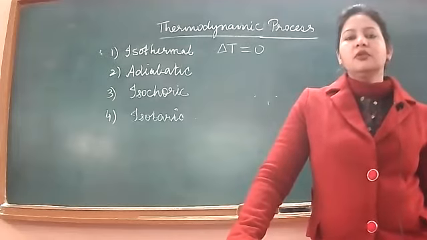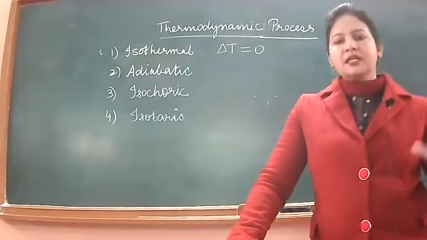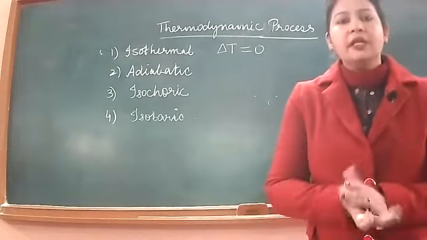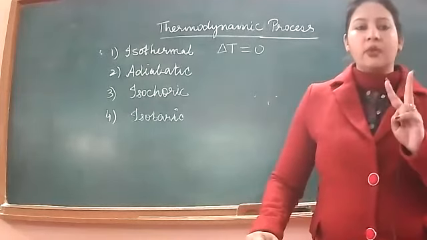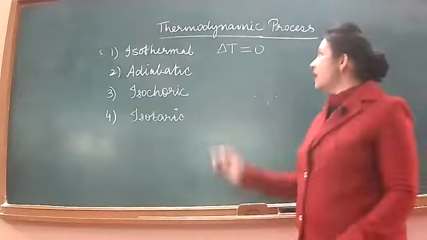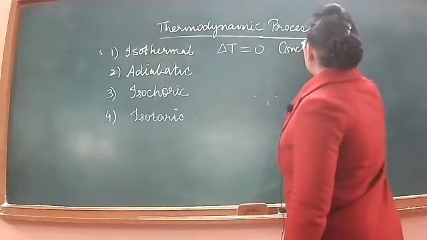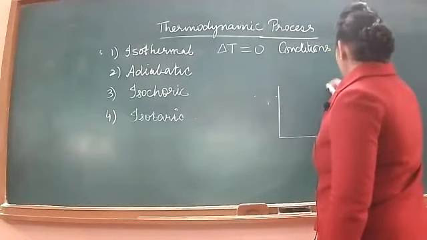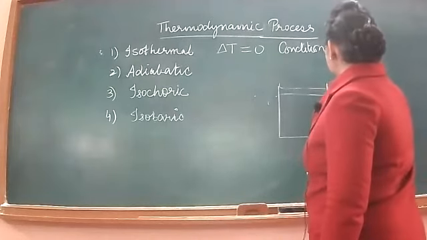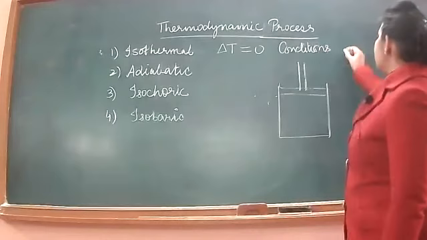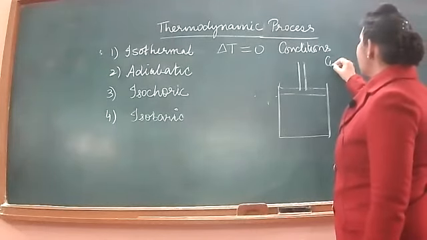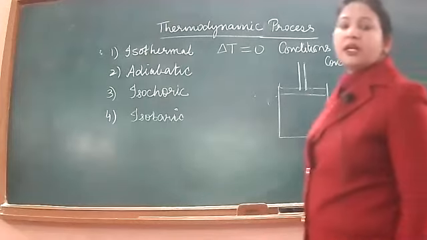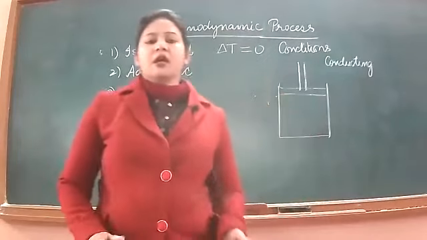Okay, then we come to adiabatic process. First, let us discuss isothermal process in a bit of detail. For carrying out an isothermal process, there are two conditions required. Suppose we have gas enclosed in a container fitted with a piston. Then the first condition is that the walls of the container must be conducting. This is the first condition for carrying out an isothermal process.